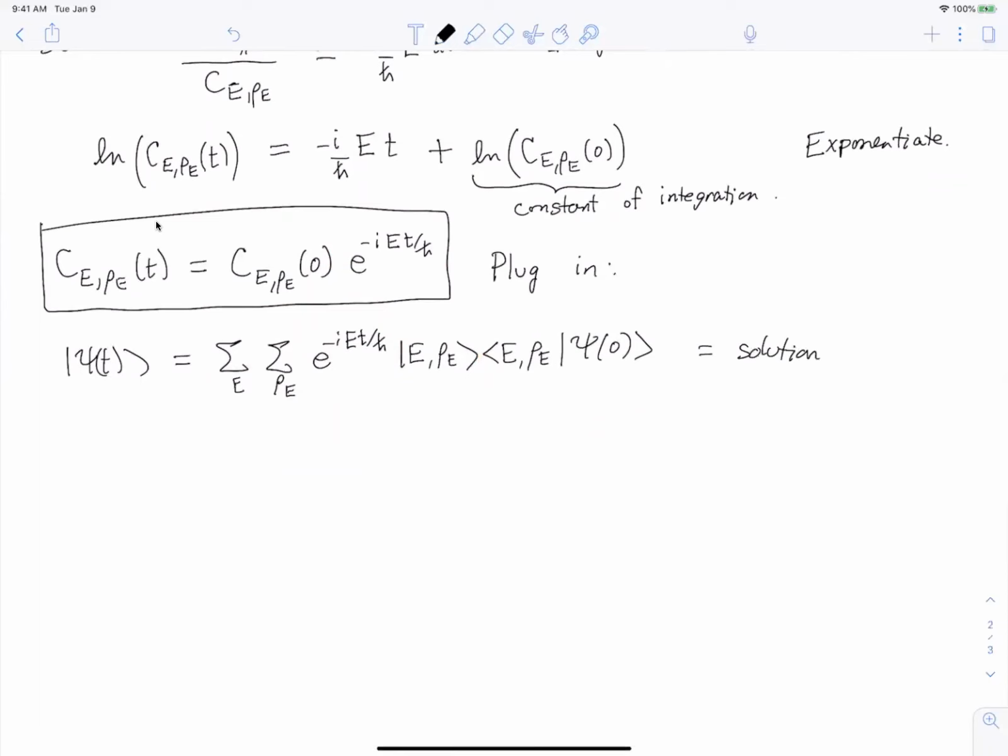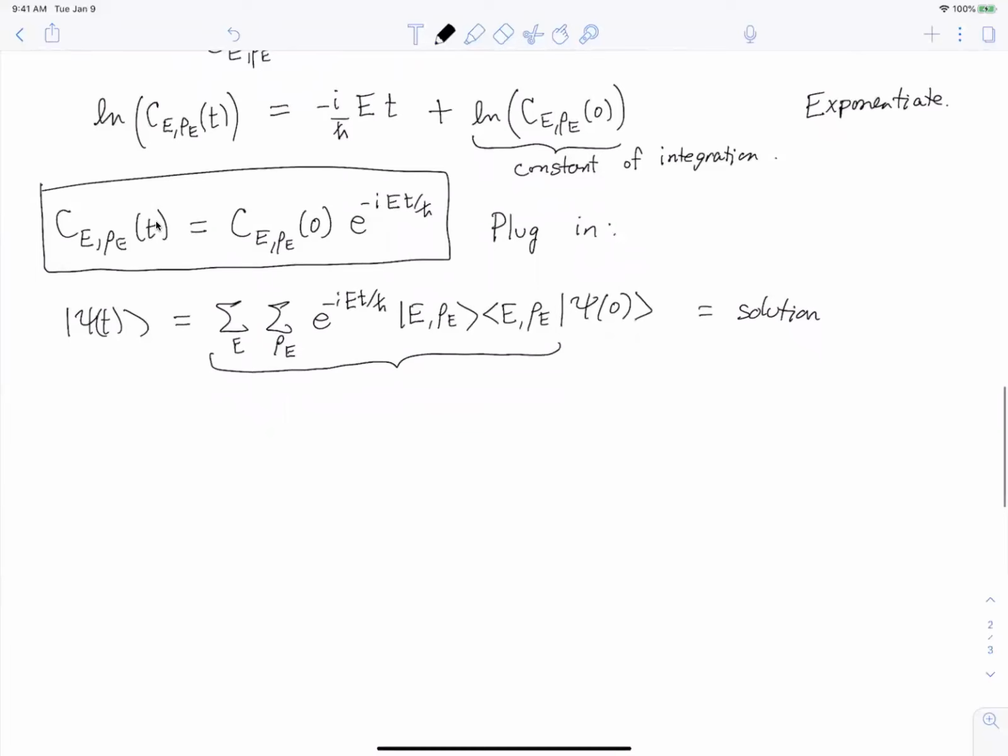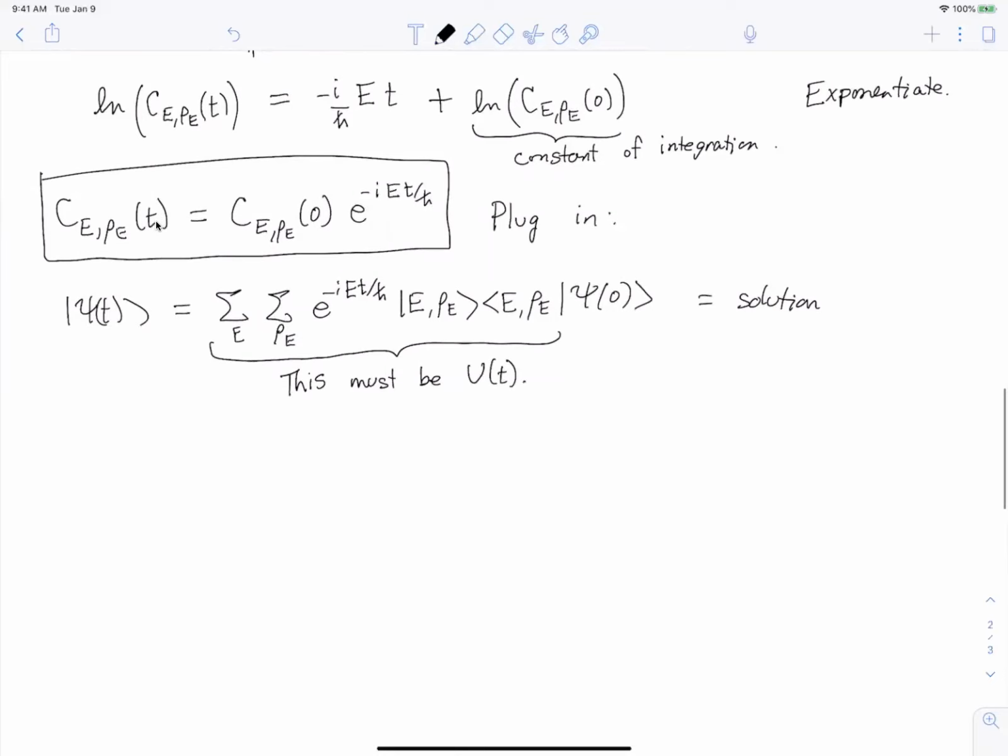And now if we stare at it, we realize that this part, all of that, must be what we were calling the unitary operator. This must be U of t. So it may not be immediately obvious to you that expression is a unitary operator, but we proved on general grounds that it is. And so this is the solution because psi of 0 acted on by the unitary operator has to equal psi of t.